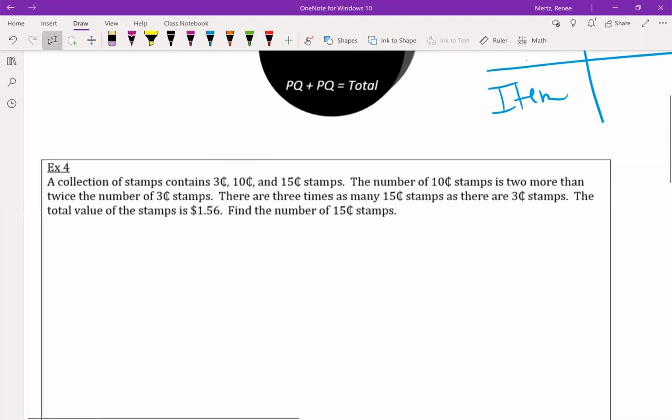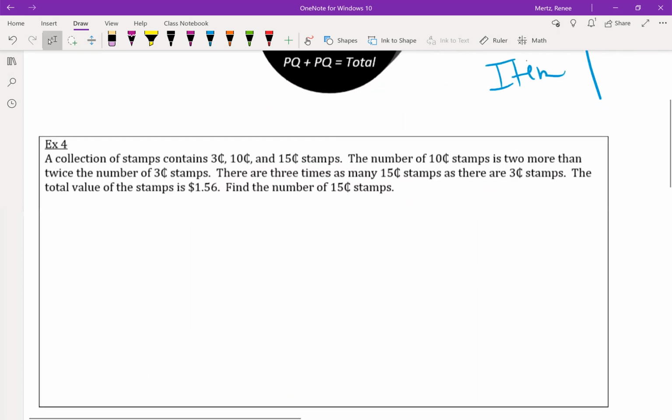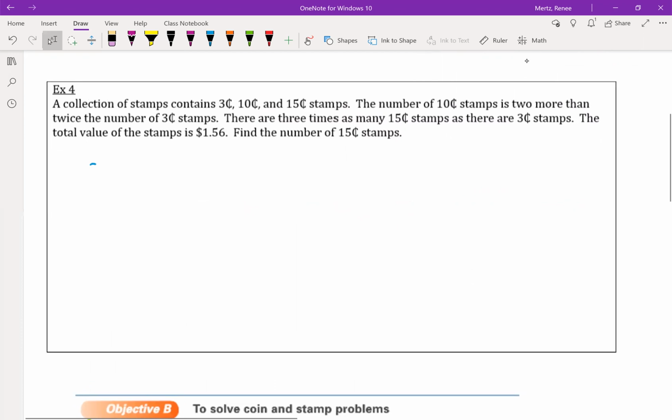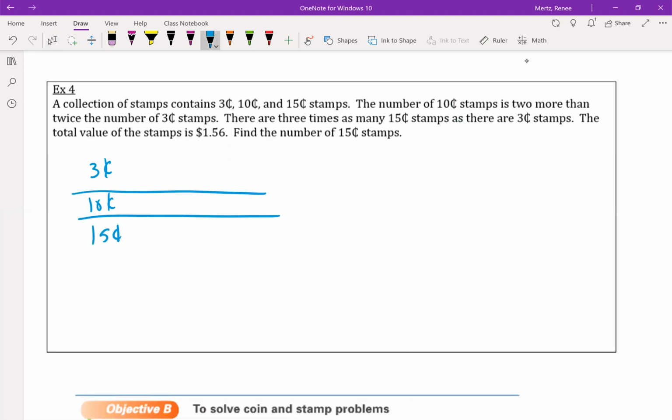A collection of stamps containing 3 cent, 10 cent, and 15 cent stamps. So I'm going to just start with my chart: 3 cent, 10 cent, 15 cent. So our price, how do we write 3 cents as a decimal? 0.03, good. 10 cents, 0.10, and 15 cents, 0.15. All right, let's read about them now.